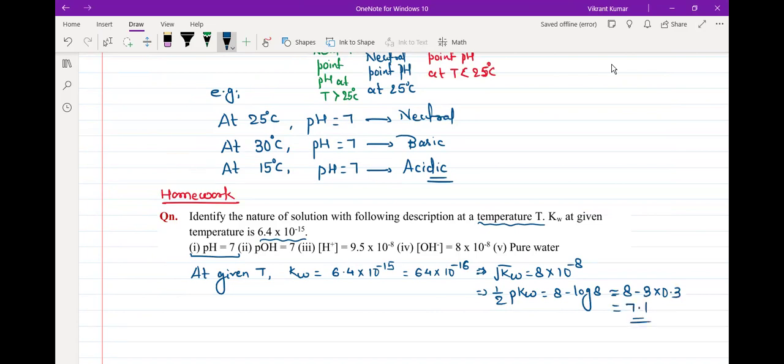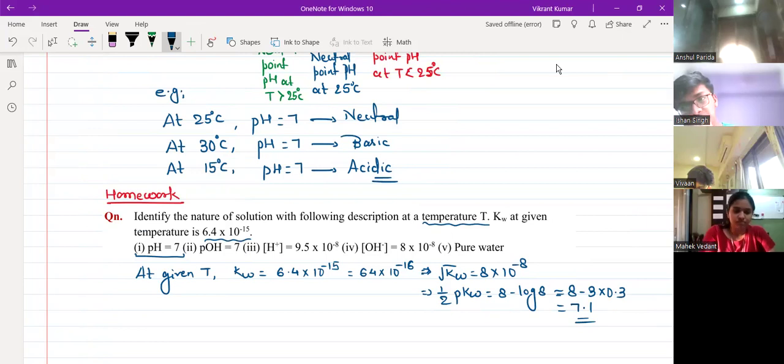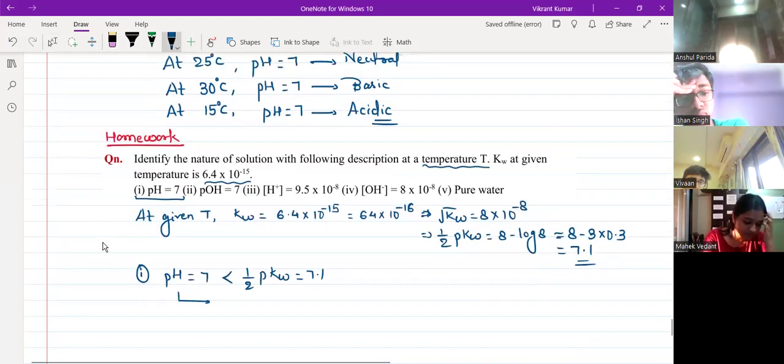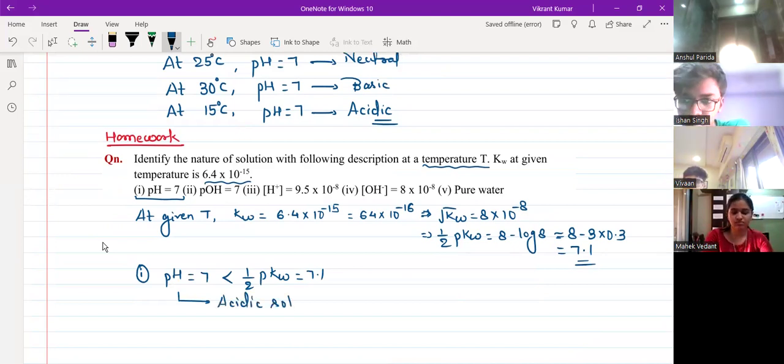That is 8 minus 0.9, which is 7.1. So this is the neutral point pH, and then we can compare whether the given pH is less than, equal to, or greater than that. And that's why for the first question, if they are saying pH equals 7, we are writing that it is less than half pKw, because half pKw is 7.1. And that's why it will be an acidic solution, because pH is less than half pKw. Any doubt? Anyone having any doubt?